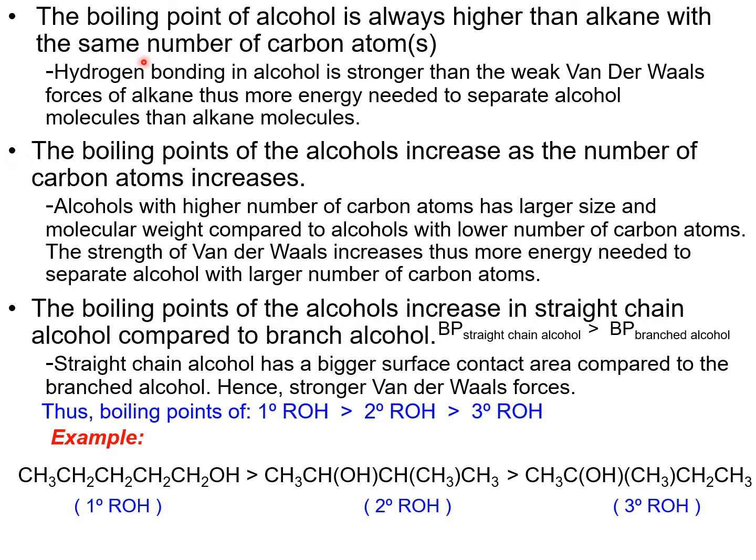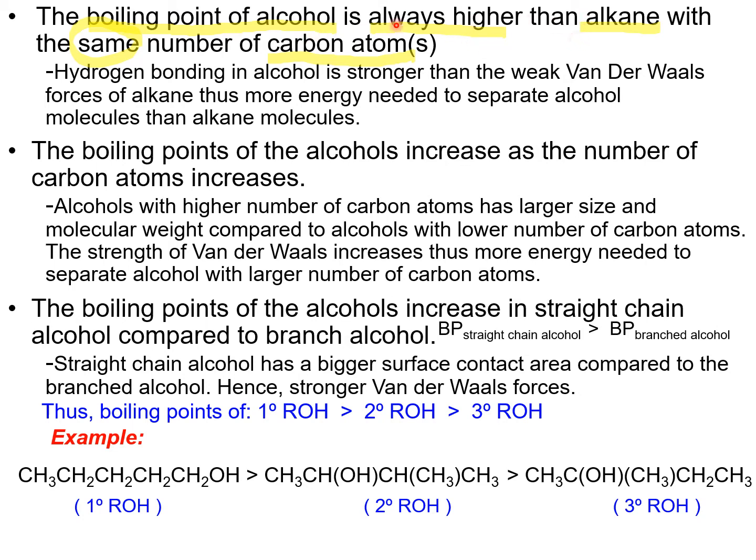Alright, next. What if we compare the boiling point between alcohol dengan alkane? If you compare the boiling point between alcohol dengan alkane, you should know that the boiling point of alcohol is actually always higher than alkane, tapi kalau diorang punya carbon atoms tu sama. Kenapa Miss mention pasal the same number of carbon atoms? Sebab kalau diorang ada lebih kurang sama number of carbon atoms, obviously lah alcohol akan menang. Alcohol ni punya boiling point akan lagi tinggi daripada alkane.